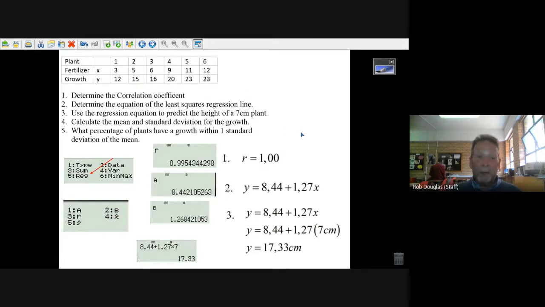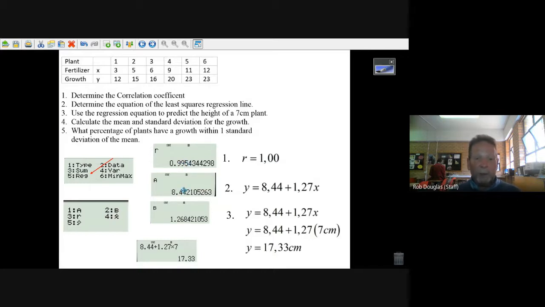After you've done that, you go Shift Stat, Shift number one, and you'll have these 6 things to choose from. You press the number 5 button for regression because we're doing the regression line in the first 2 questions. The first question was determine the correlation coefficient. That's R, and it's 0.995 to the nearest hundredth. The coefficient tells you how strong the correlation is, how close the points of your scatter plot are all to one straight line.